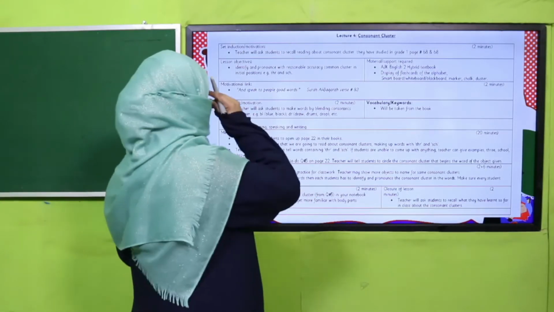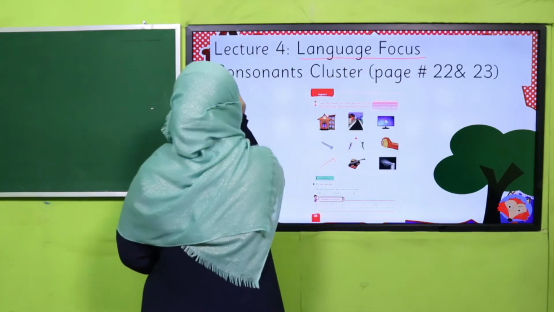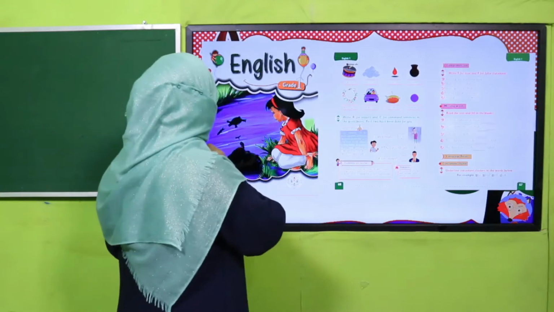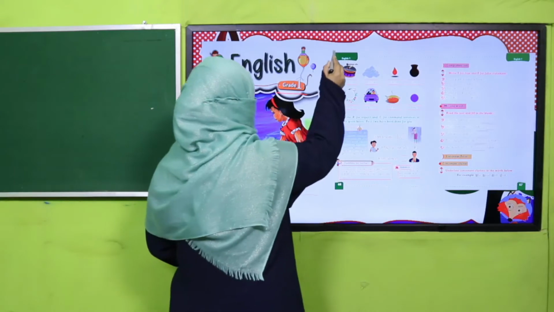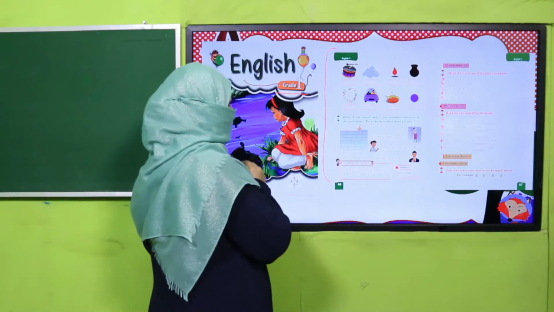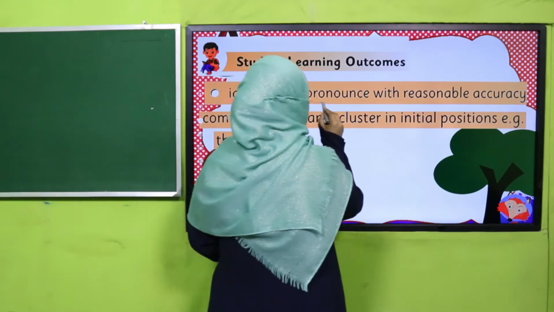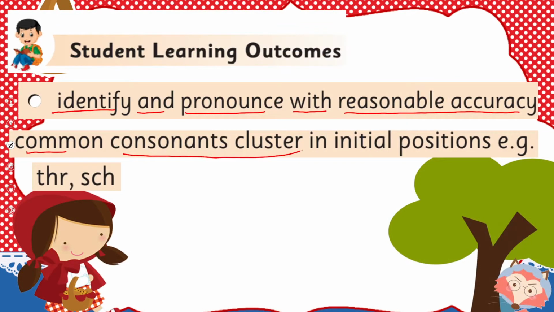Yes, my dear students, today under the title of Language Focus, we are going to learn about Consonant Clusters. Before this, in English for grade 1, we have already studied it. I hope you remember. If not, you may watch this video lecture again. We learn further to identify and pronounce with reasonable accuracy common consonant clusters in initial position, for example TH, R, and SCH.